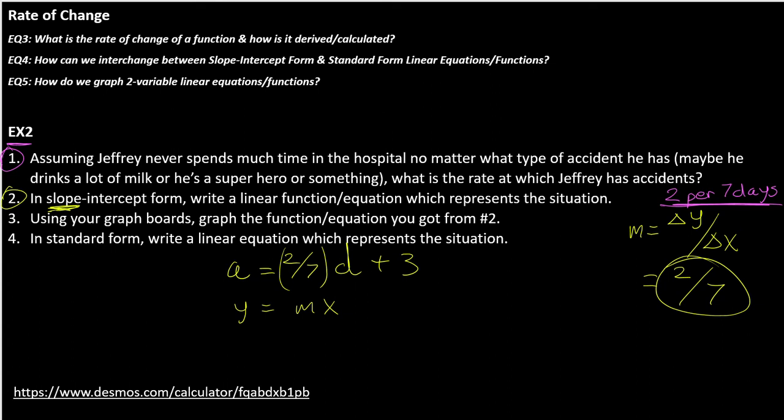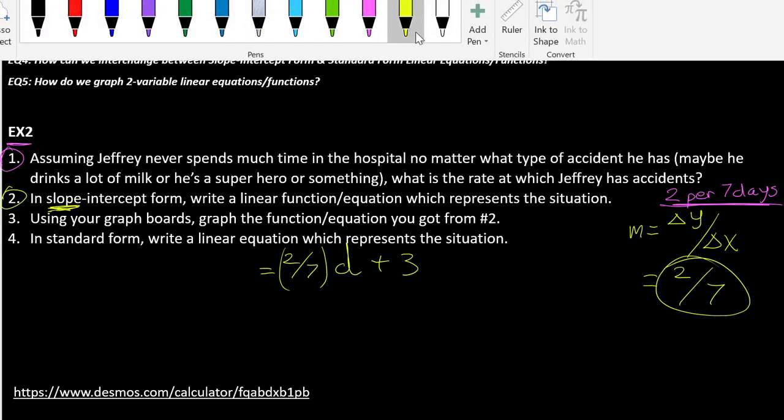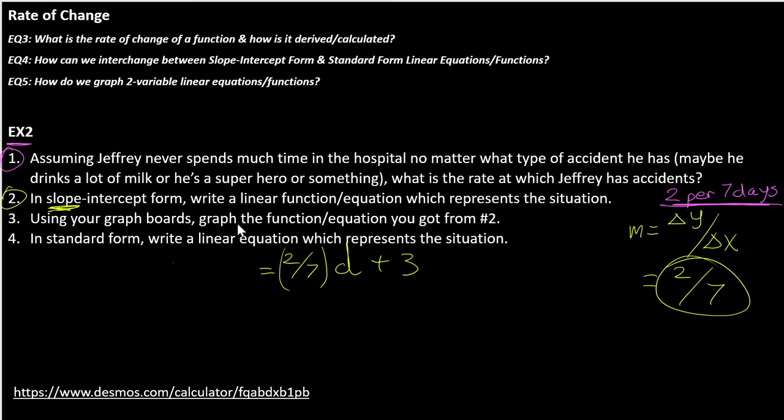Okay, so y equals mx plus b. And another form of notation that you'll see, right? So I said earlier that the accidents are a function of days. They depend on the days. So we can say a of d. All this means is that a depends on d.